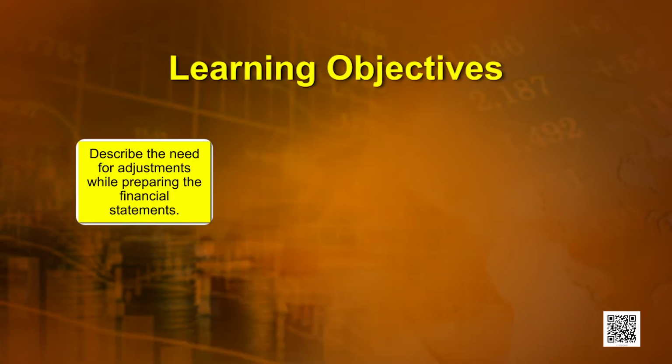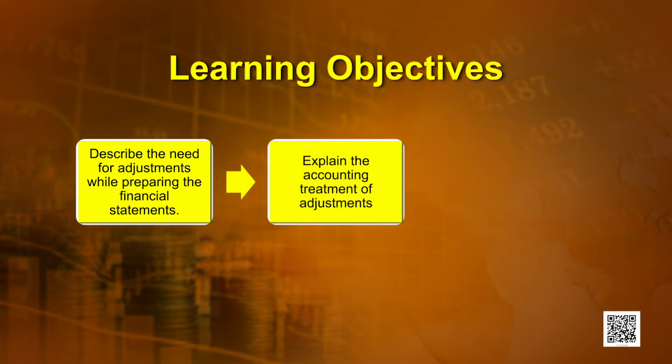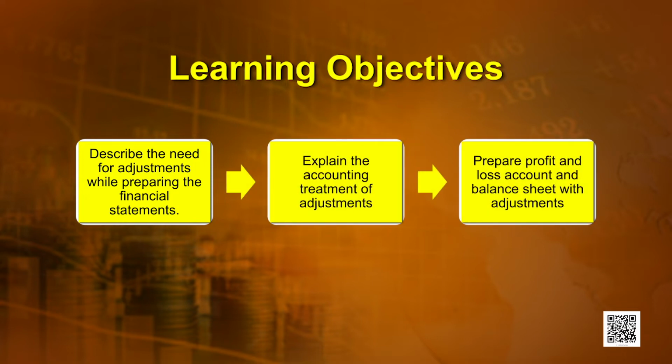After studying this chapter, you will be able to: Number 1, describe the needs for adjustments while preparing the financial statements. Number 2, explain the accounting treatment of adjustments. Number 3, prepare profit and loss account and balance sheet with adjustments.